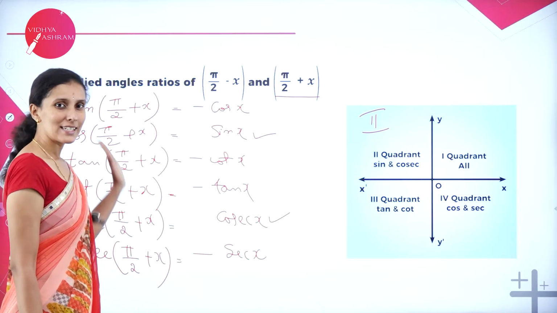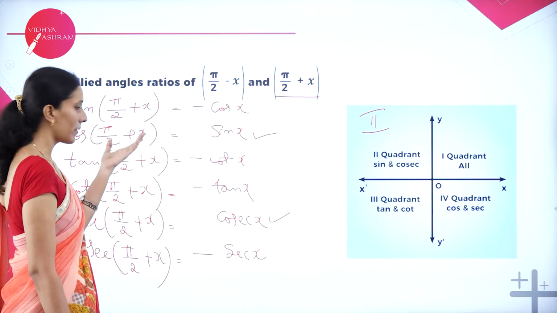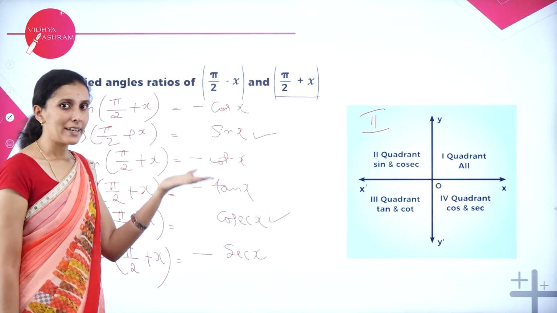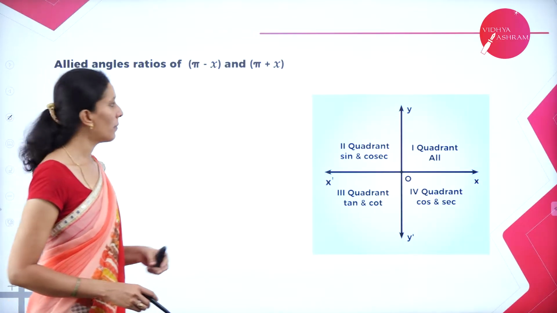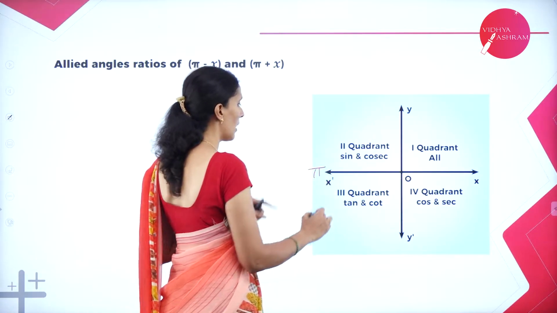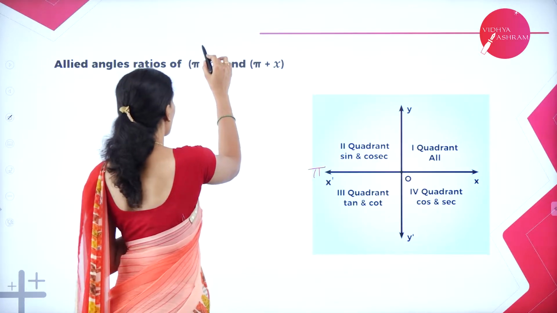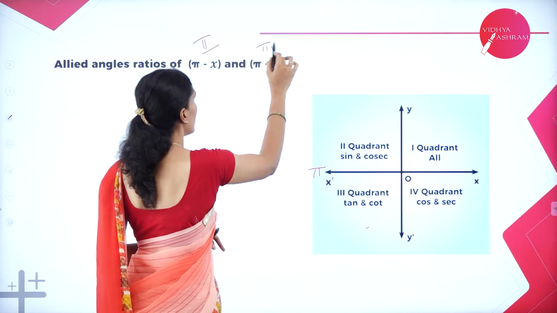So remember this, you can learn it as an identity, or you can just logically think what happens when you add angle plus pi by 2. So minus pi by 2, where does it lie, what is the sign? Next we come across pi minus x, pi plus x. Pi minus x means it lies in the second quadrant. Pi plus x means it lies in the third quadrant.